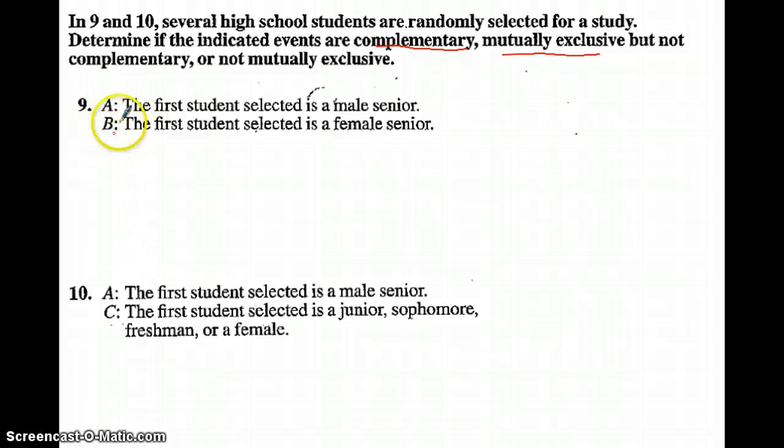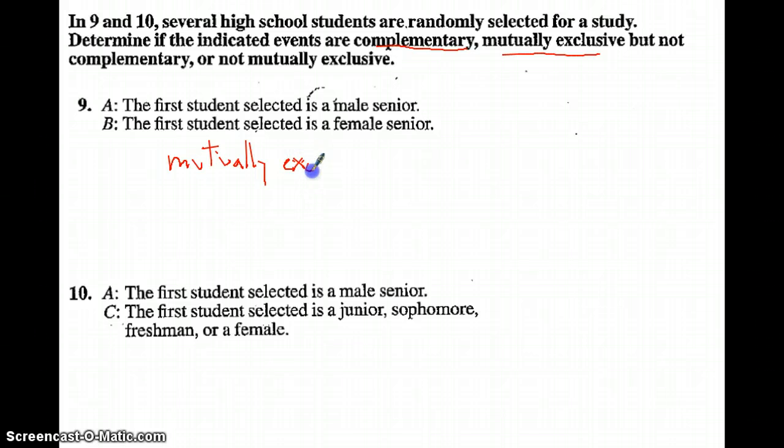Are these two events complementary, mutually exclusive, or what? The first student could be a male senior, and the first student selected could be a female senior. Well, first of all, you can't have both those things happen at the same time. So we know that at least they're mutually exclusive. There's no way to have both these things happen together.